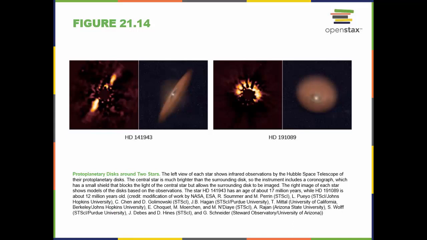So here we see protoplanetary disks around 2 stars. If we look at the left view of each of the stars shown, these are infrared observations by the Hubble Space Telescope of their protoplanetary disks. And the central star is much bigger than the surrounding disk. So the instrument includes a coronagraph, which has a small shield that blocks the light of the central star, but allows the surrounding disk to be imaged.